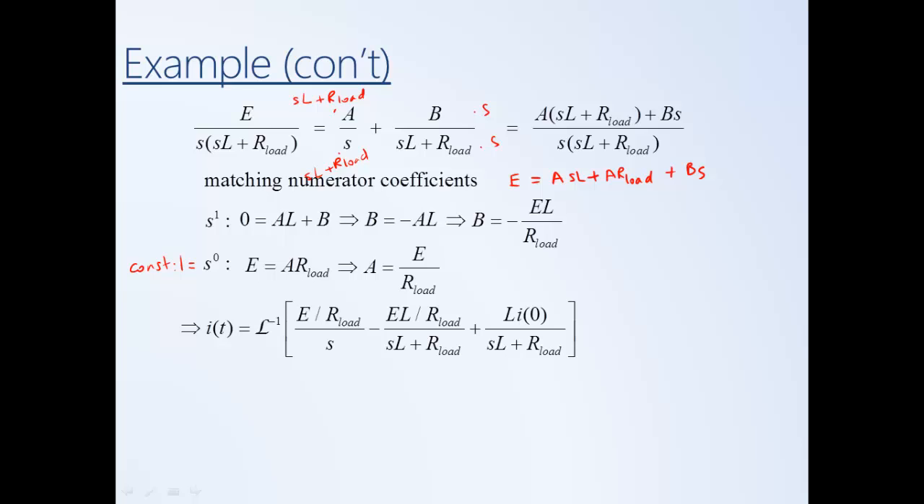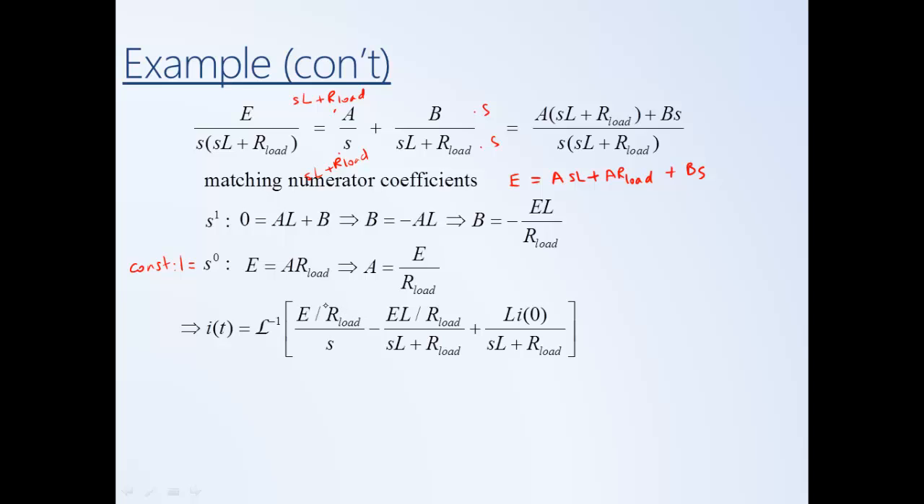Once we plug those back into our expression for I of S, we can do the inverse Laplace transform to get I of t. So this is I of t. This is our expression for I of S from the previous slide, where this is A over S, and this is B over SL plus R load, and then this was the final term from the previous slide.